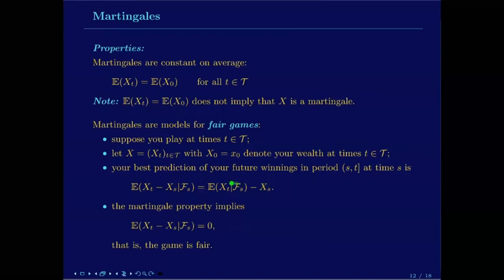So how this conditional expectation differs from the current value of the process. And the martingale property implies that this equals 0. So that means your prediction of future winnings is 0. And that exactly would be fair because neither side makes on average a gain.